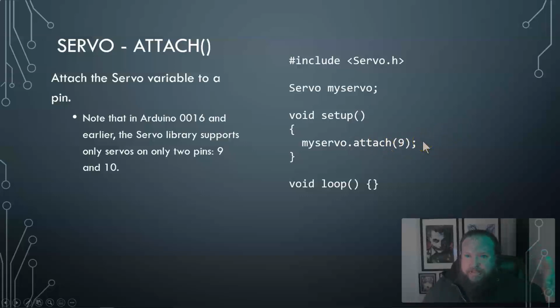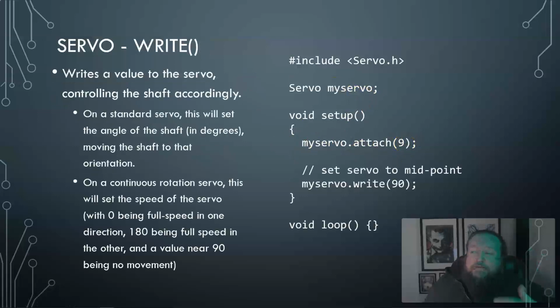But again, stick to 9 or 10 if you're using the first one. So that's just to say, okay, for this one, that's kind of like your initialization of that actual servo itself. The next useful function is the write. This is then the way that you tell a servo what angle it should actually move to.